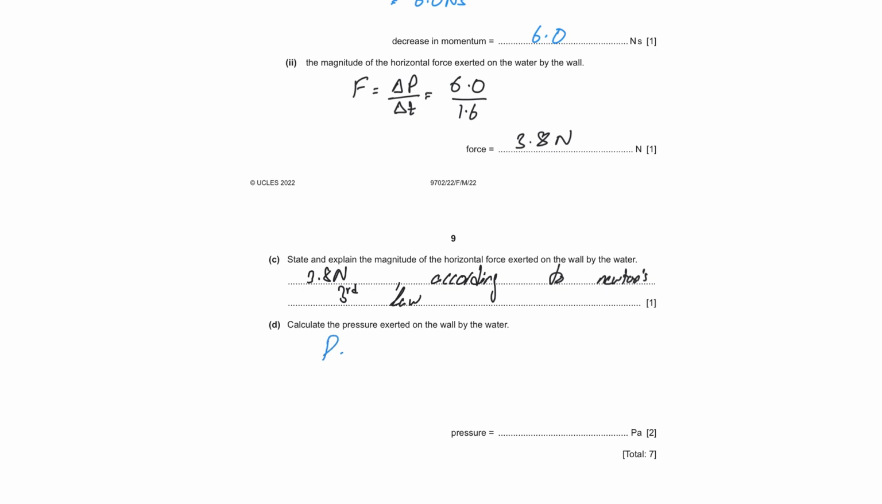Part D says, calculate the pressure exerted on the wall by the water. What's pressure? Pressure is force per unit cross-sectional area. What's force? The force is 3.8 Newton. The area is 1.5 into 10 raised to the power minus 4 meters squared as given in the question. You'll get the pressure as 2.5 into 10 raised to the power 4 pascals.